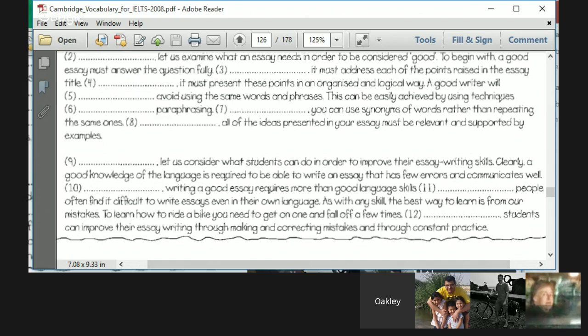That's it. Okay. Ken is back. Ken, we're down here at clearly. Clearly, a good knowledge of the language is required to be able to write an essay that has few errors and communicates well. Continue. Writing a good essay requires more than good language skill. However, very good. You need good vocabulary. However, it requires more than good vocabulary.